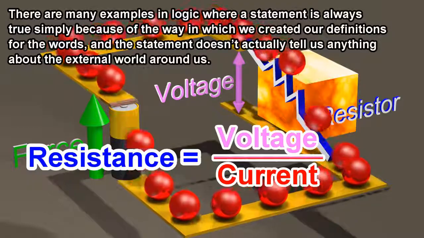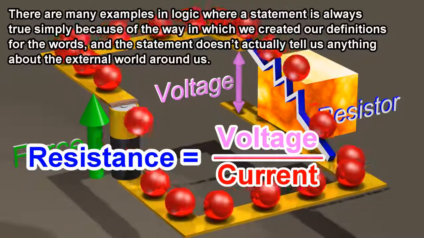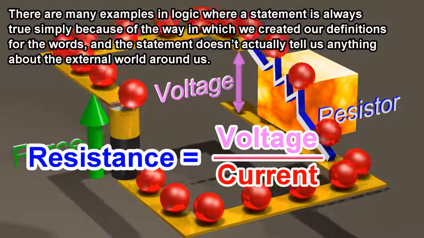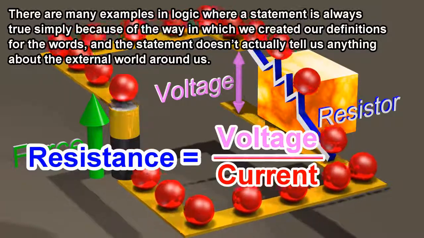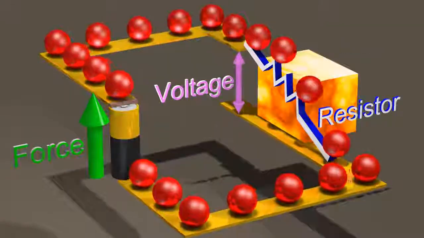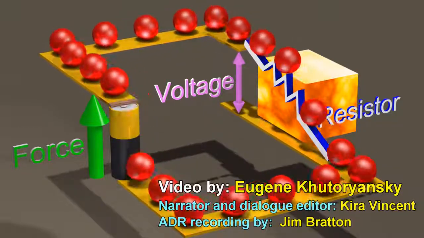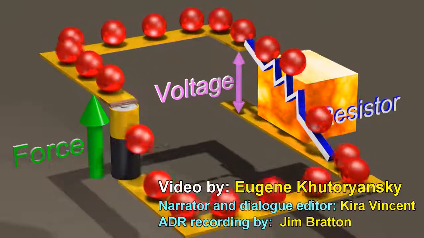There are many examples in logic where a statement is always true simply because of the way in which we created our definitions for the words. And the statement doesn't actually tell us anything about the external world around us. This is one of the logical fallacies we need to watch out for, both with regards to science and also with regards to life in general.